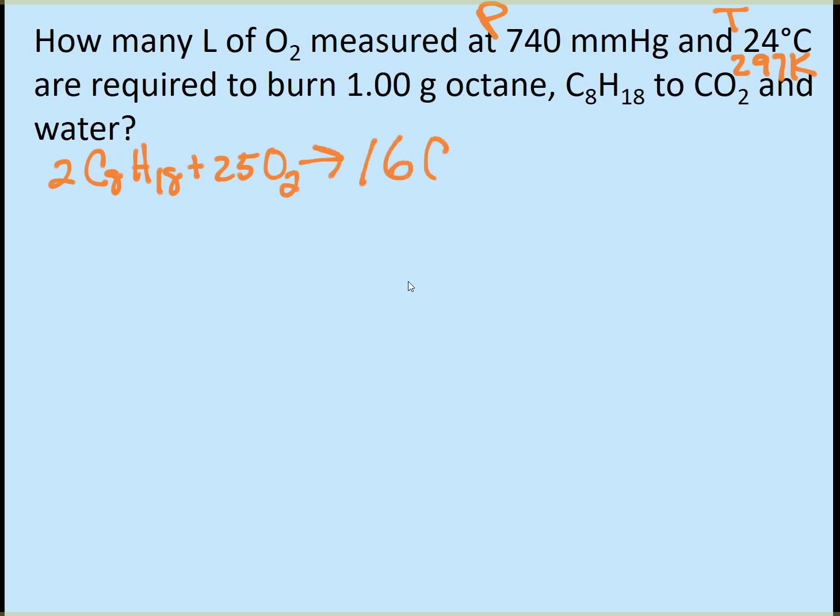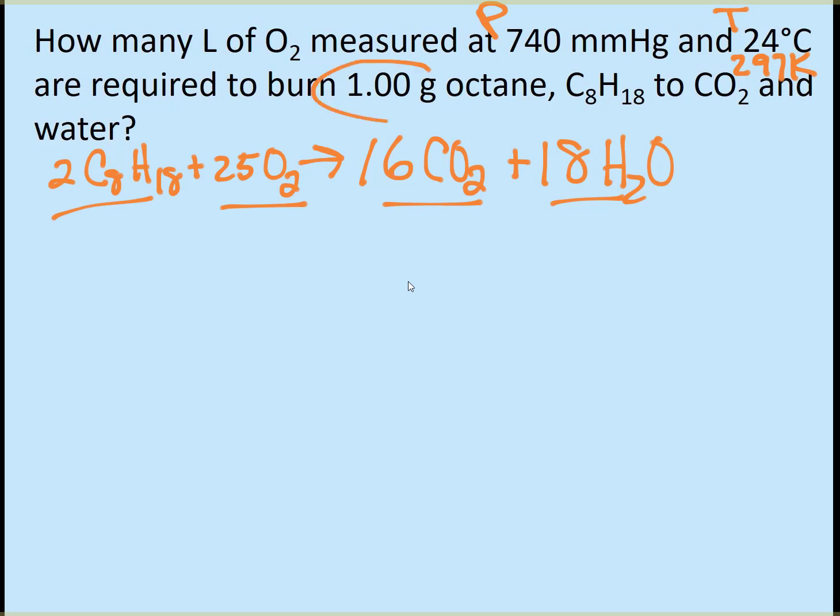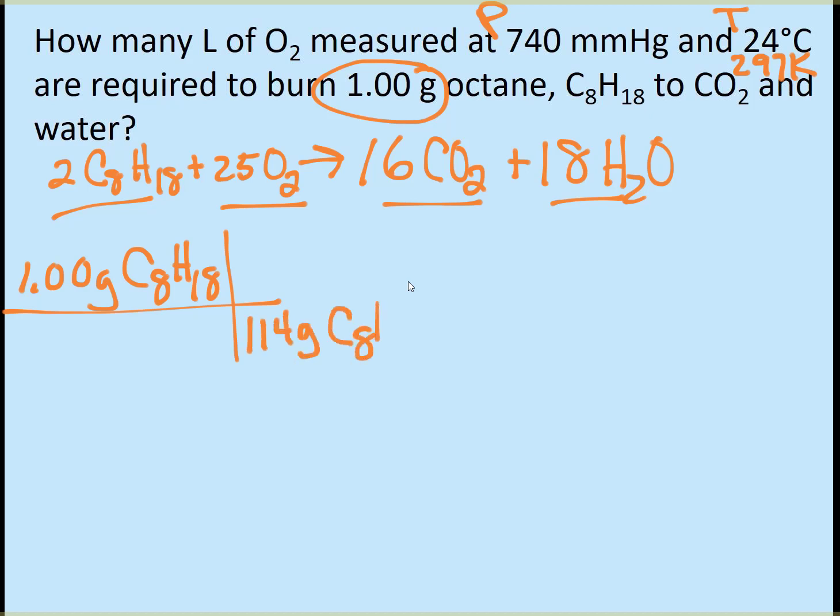So don't panic, because this is a combustion reaction. So we get CO2 and water. And there's our octane. So that's like gasoline. And you can see the combustion reaction: oxygen, CO2, water, and of course I have my hydrocarbon. Okay, so our starting value is 1 gram of my octane. And I want to somehow get to oxygen. So let's get to oxygen. So when I add up 8 carbons and 18 hydrogens, we're going to get 114 grams, and that is equal to 1 mole.